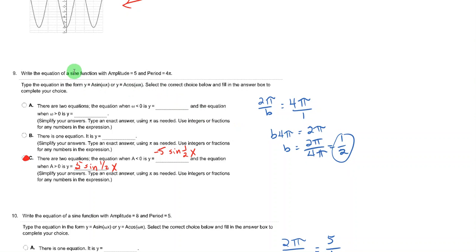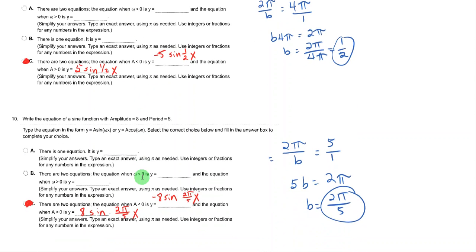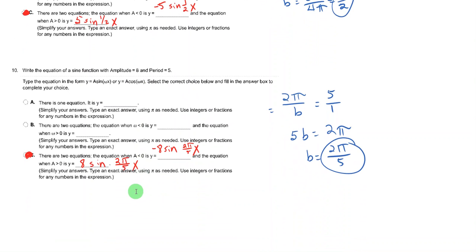We know it is a sine function, and because it's an amplitude of 5, we could either have a -5 or a +5. So we have to have this c. There are two equations because we have two possibilities. Both of those have a period that works out, but we need a -5 and a +5. We do the same thing with number 10.